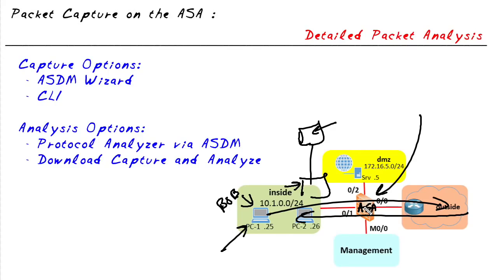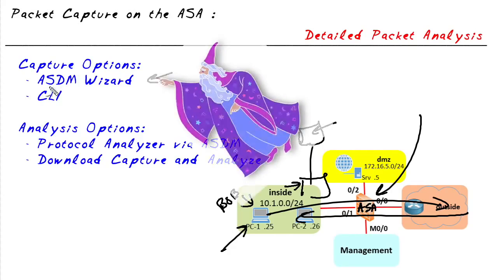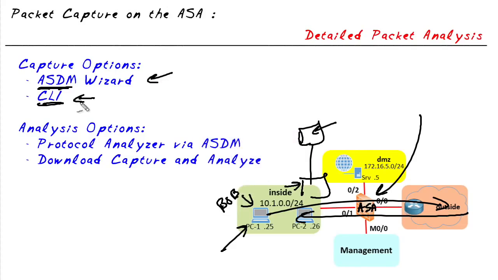Now there's two options in setting this up. We can use the ASDM wizard. ASDM is the graphical user interface for the ASA. Or we could use the command line and get the same results. And then once we have that data collected, inside of ASDM, we can actually launch a protocol analyzer like Wireshark to view that captured information, or we can download that captured information down to our computers either using a browser interface to download it or using a copy command right from the CLI.